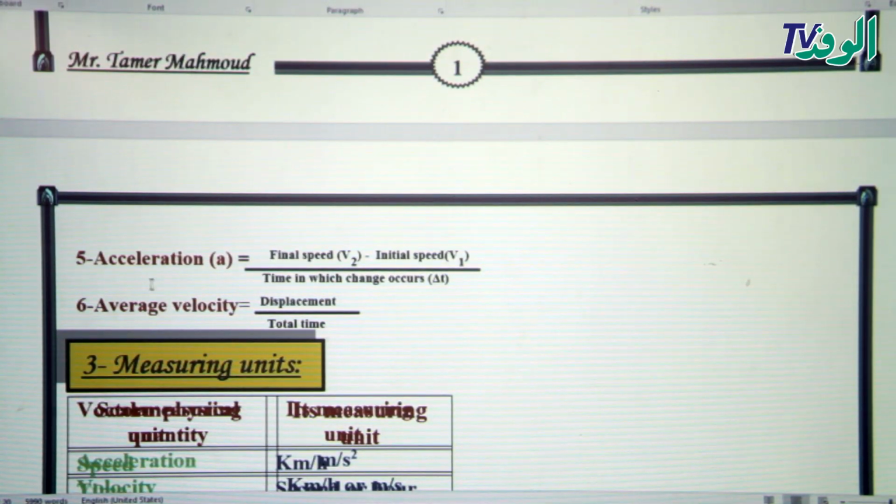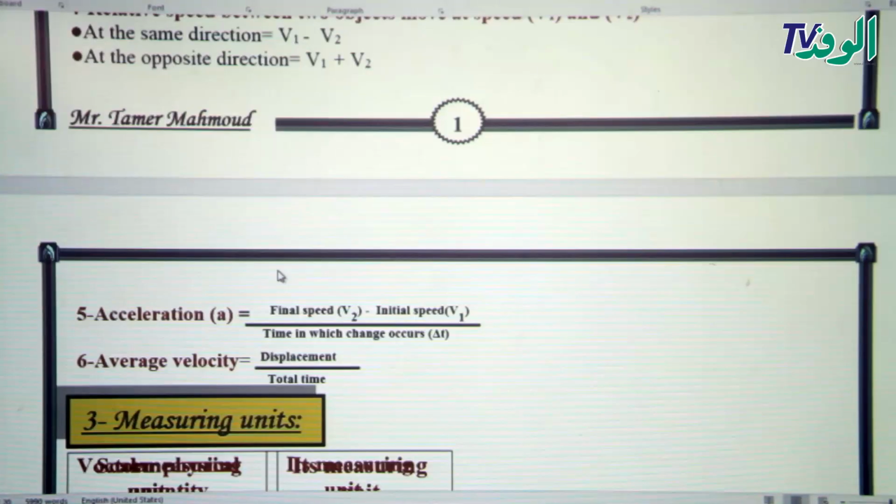Another law is the acceleration law: the final speed v2 minus the initial speed v1, divided by the time in which the change occurs. Yes, this is the definition or the law of acceleration. It equals the final speed v2 minus initial speed v1 divided by the time in which the change occurs.